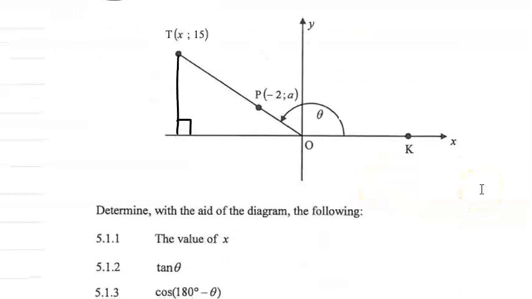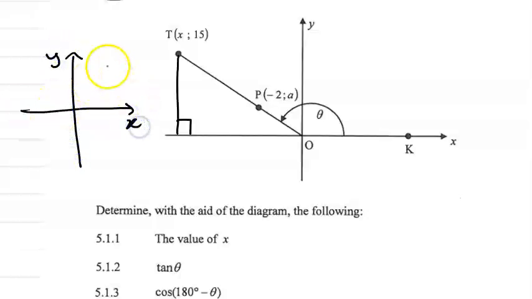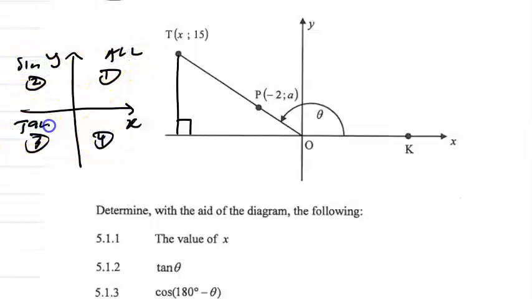I did the CAST diagram in part 1 of this particular video, and I'll just draw it over here very quickly for you. So that will be y and x. Remember the CAST diagram is as follows. That's quadrant 1, quadrant 2, quadrant 3, quadrant 4, and it goes as follows: all, sine, tan, and cos. All trig ratios are positive in the first quadrant, only sine is positive in the second quadrant, tan is positive in the third quadrant, and cos is positive in the fourth quadrant. And we need to know our formulas. Now let's go back to the question.